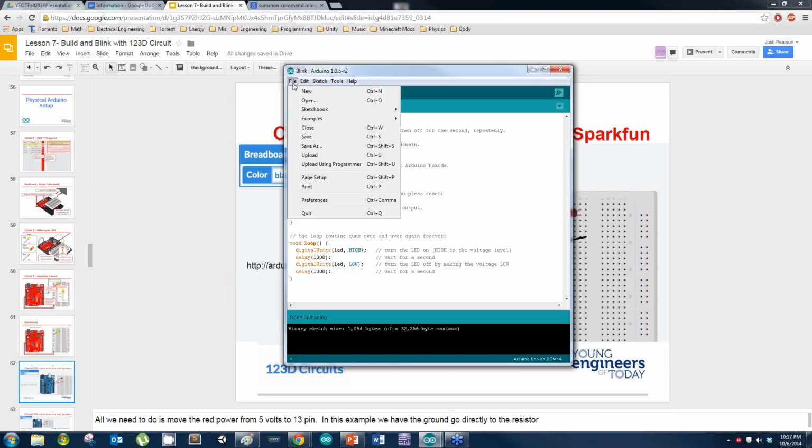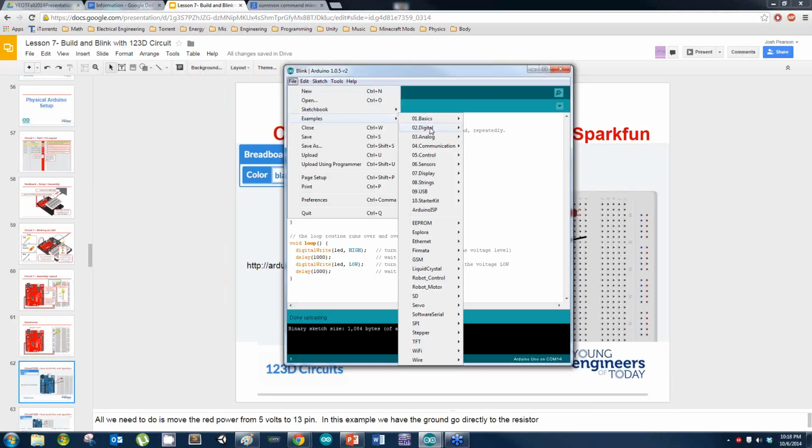So to get to Blink, you go to File, Examples, Basic, and Blink.